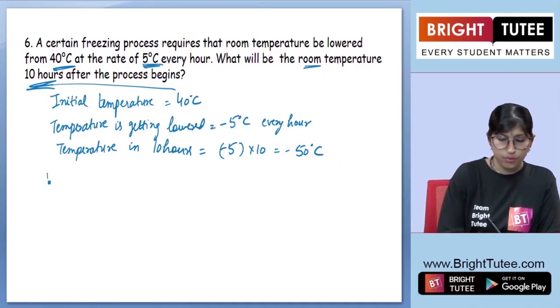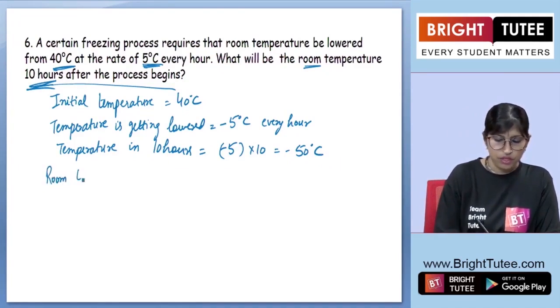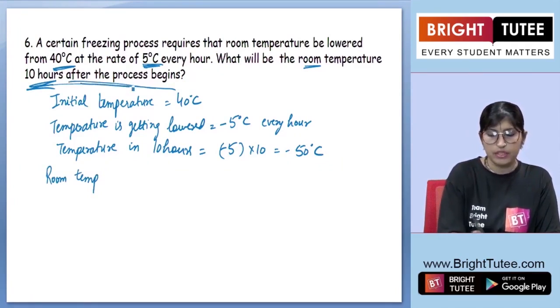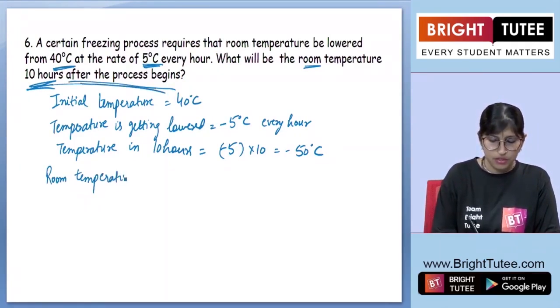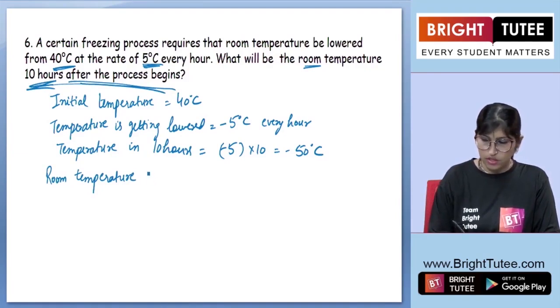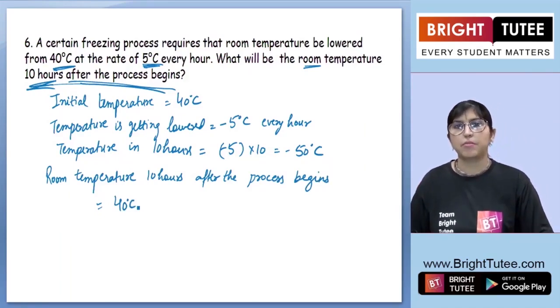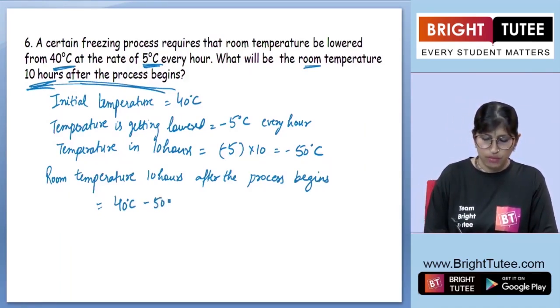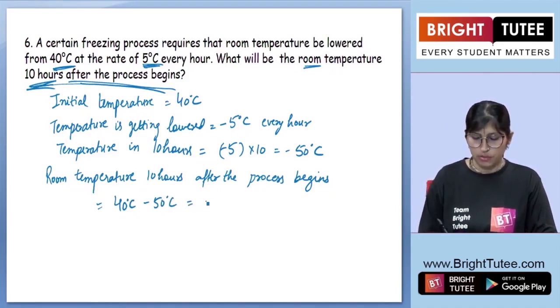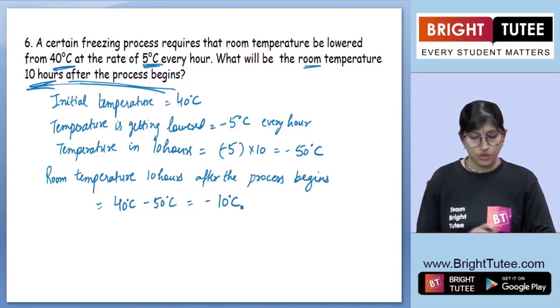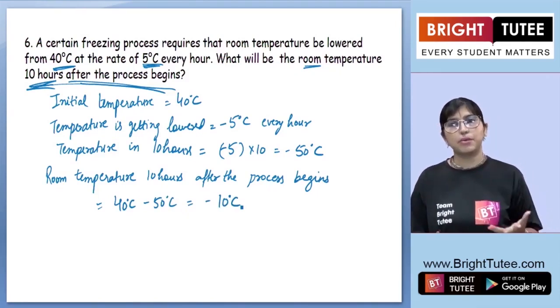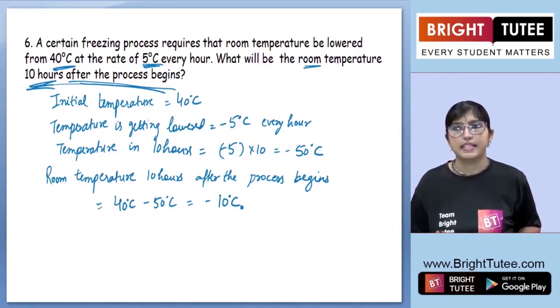Now it says the room temperature 10 hours after the process begins. It is starting at 40 degrees Celsius, but after 10 hours it will change by minus 50 degrees Celsius. So we do 40 degrees Celsius minus 50 degrees Celsius, and we get minus 10 degrees Celsius. So the room temperature 10 hours after the process begins will be minus 10 degrees Celsius.